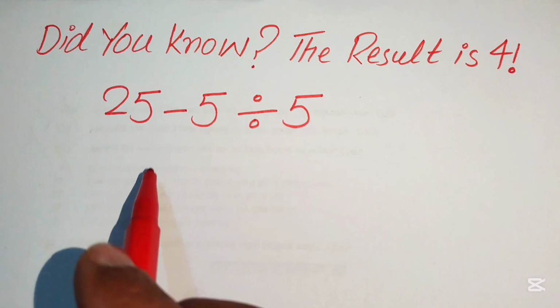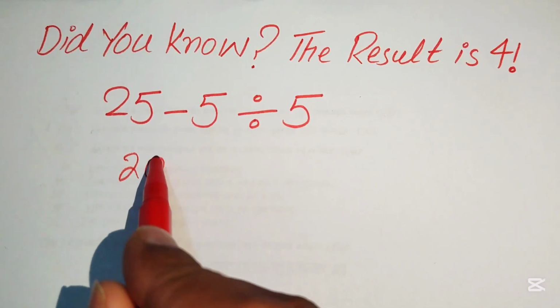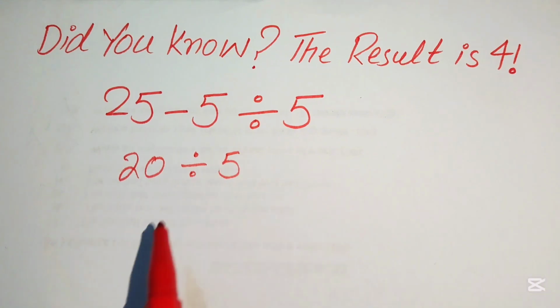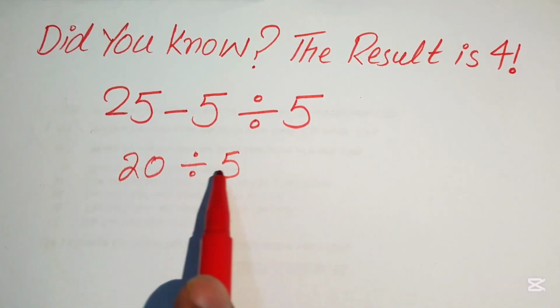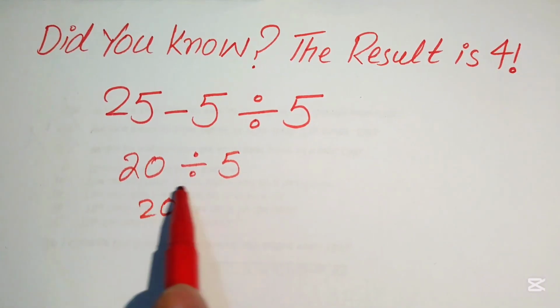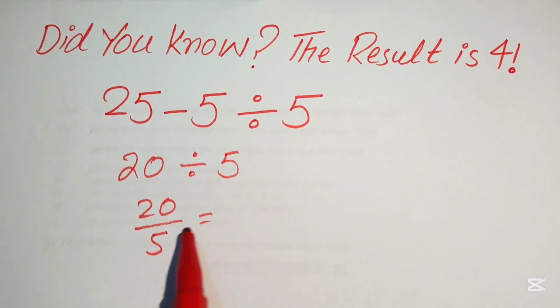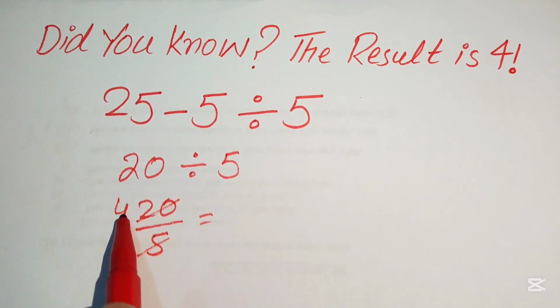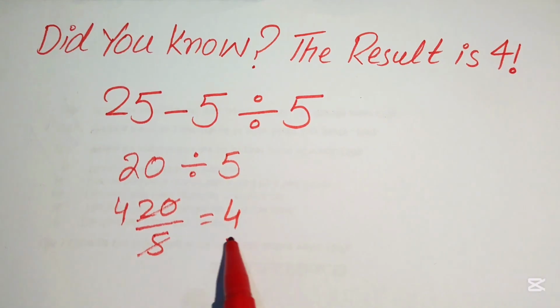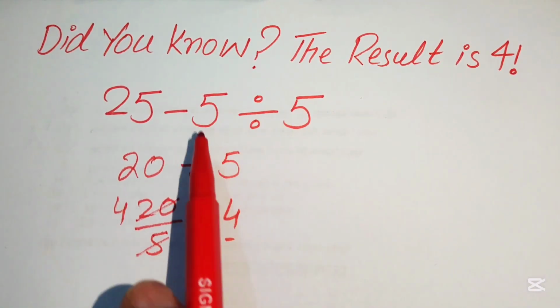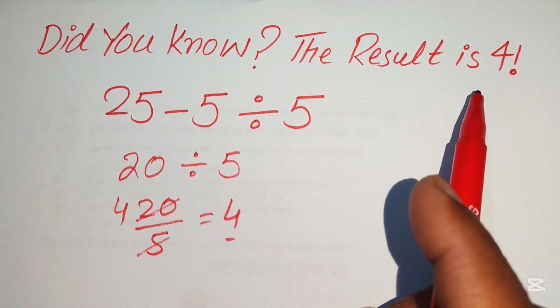This is 25 minus 5, which becomes 20, and it is divided by 5. So when students divide 20 by 5, it is written as 20 over 5, and you will get 5 fours are 20, so the answer is 4. But here in this question, I can write that the answer of this problem will be 4 factorial.